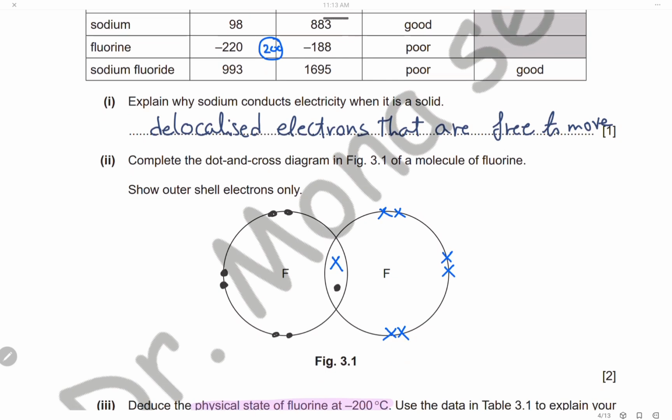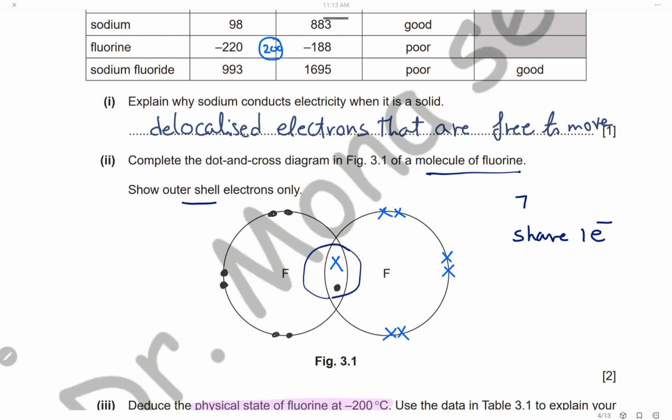Number 2, complete the dot and cross diagram for the molecule of fluorine. Show the outer shell electrons only. As we've just said, fluorine is in group 7, so it has 7 outer electrons. Each fluorine atom needs to complete the outer shell to 8 electrons, so it will share only 1 electron. As we can see here, 1 electron is shared from each fluorine atom.